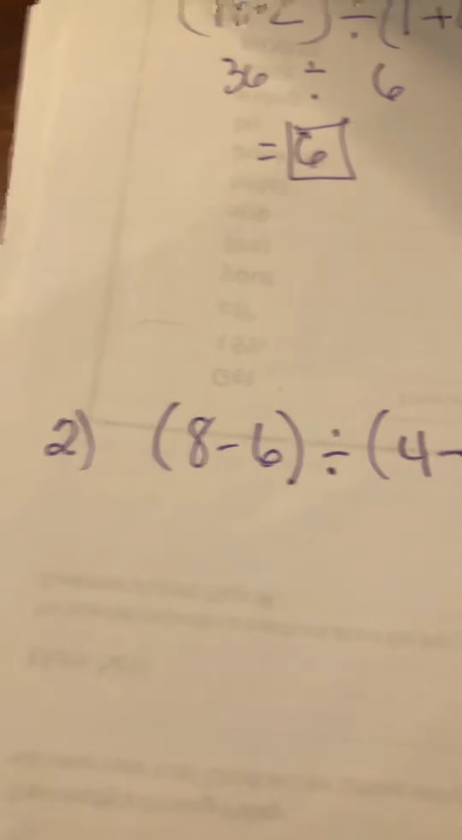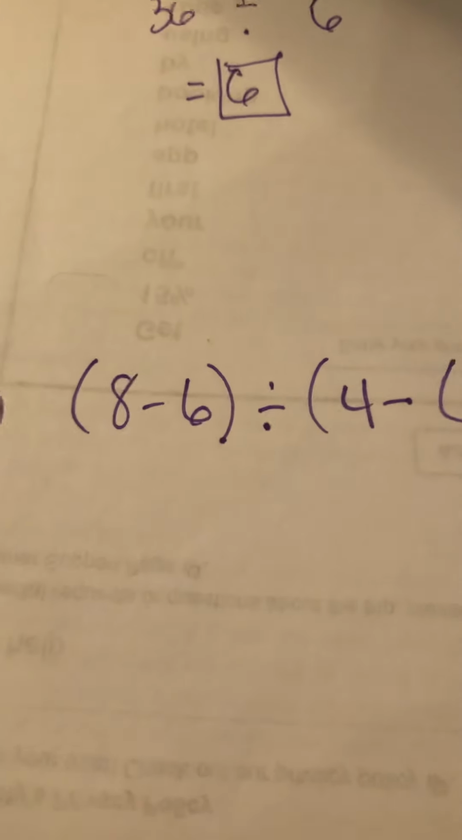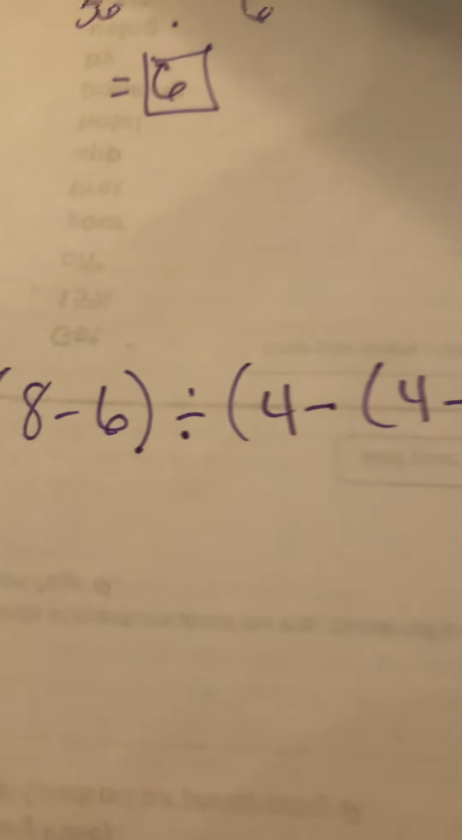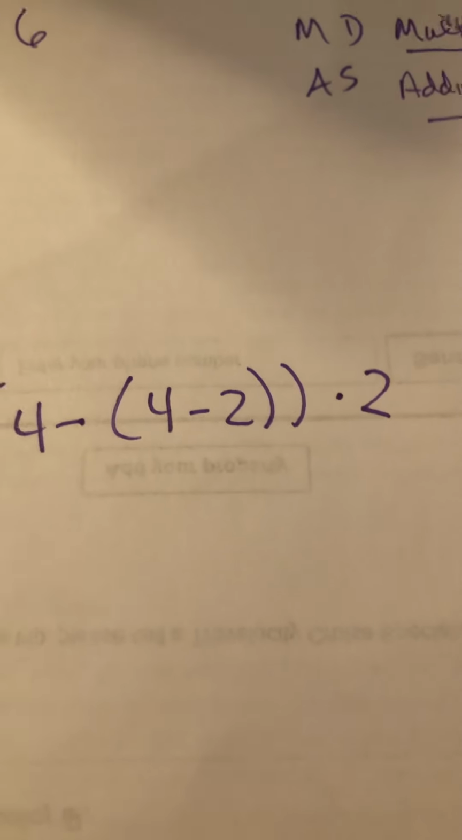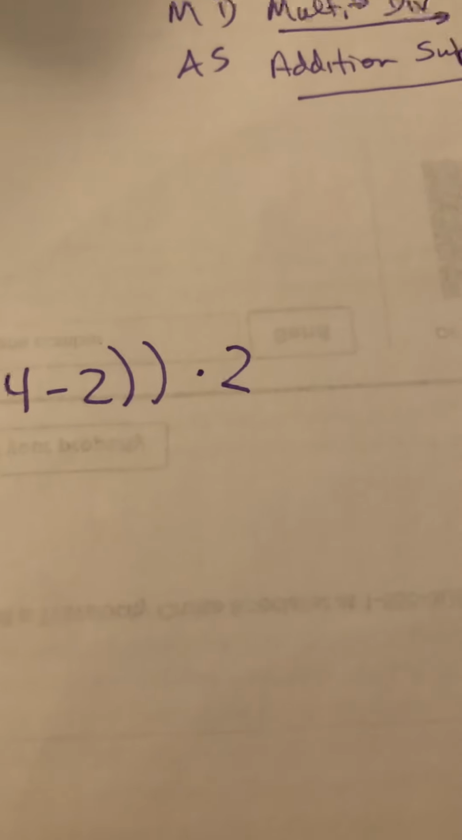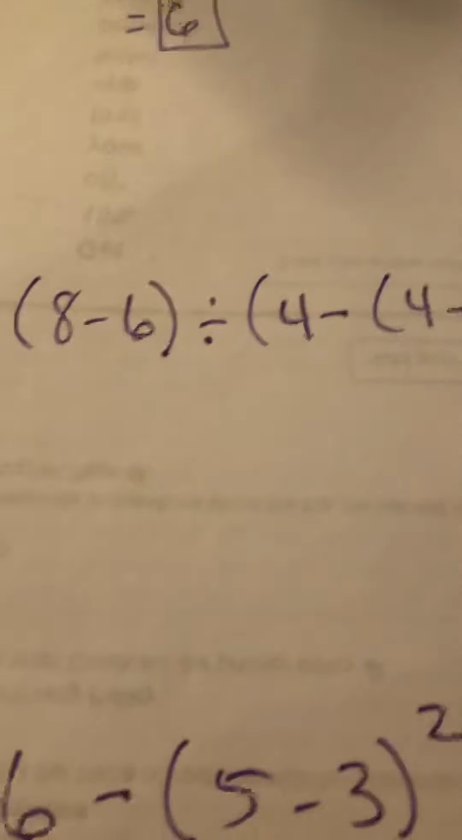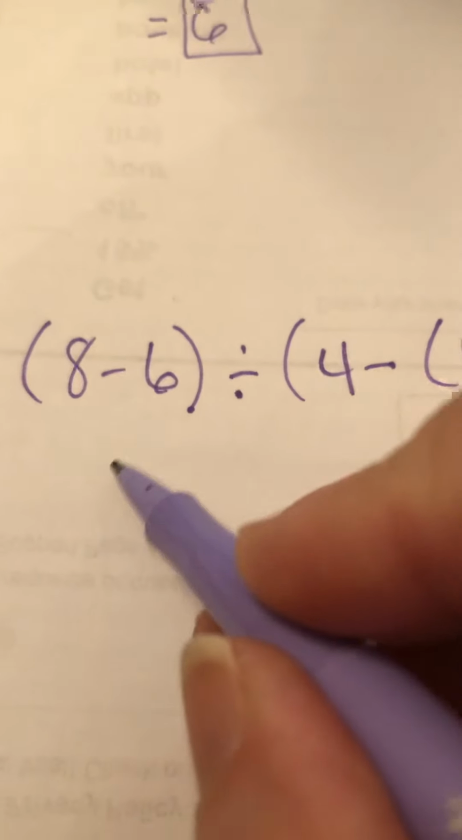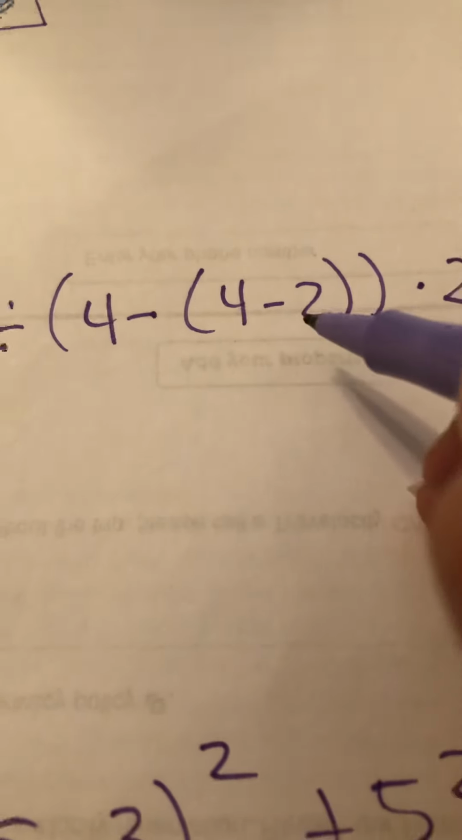Now I'm doing number 2 for you as well. Look at that long problem. 8 minus 6 in parentheses divided by parentheses 4 minus 2 parentheses minus times 2. Well, we've got to do in parentheses first. Oh, so let's go ahead and just do the first one. 8 minus 6 is 2. Yay. Divided by. Look at this. In this parentheses, we've got to get this one first because it's parentheses within parentheses.